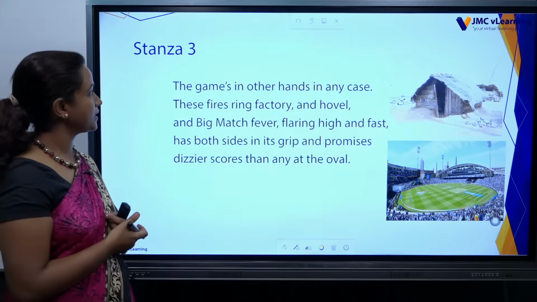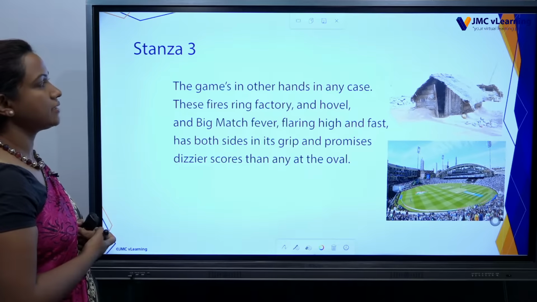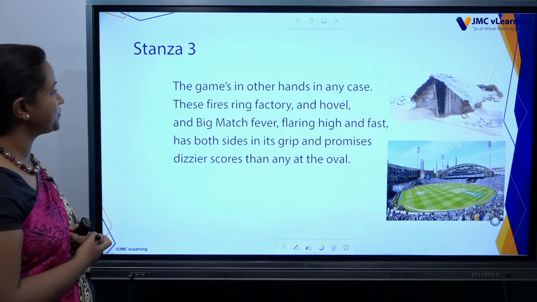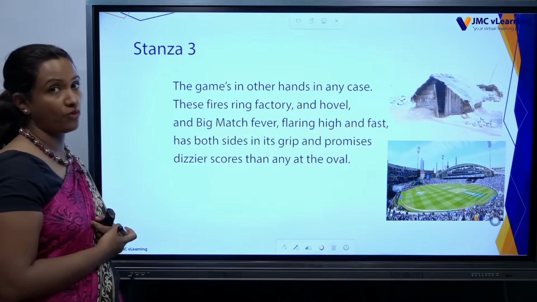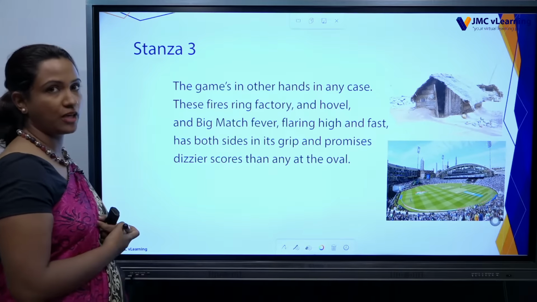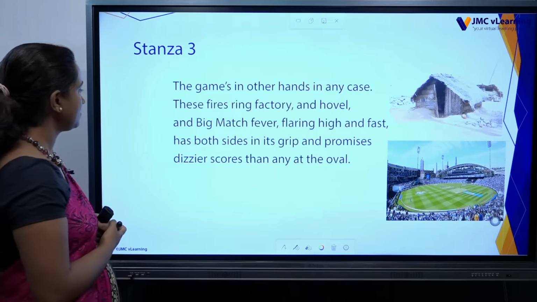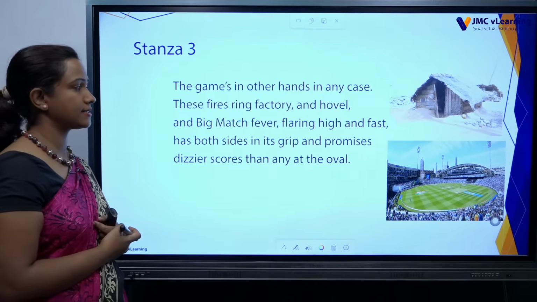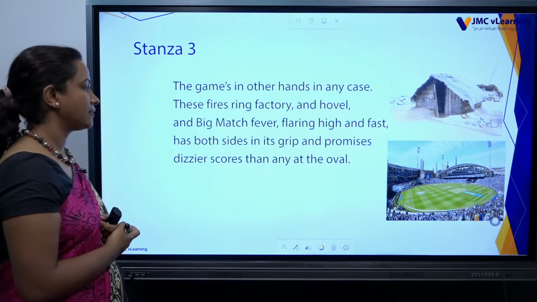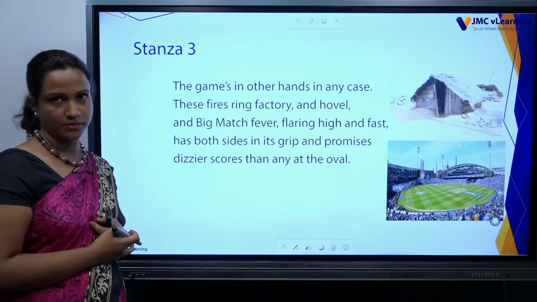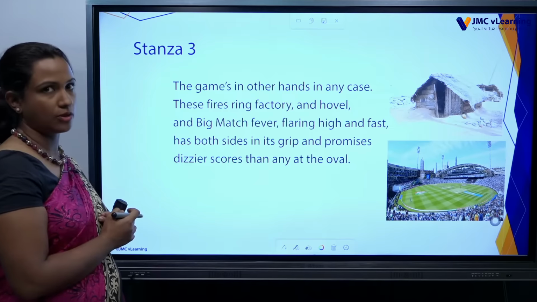Stanza 3. So let me read this stanza. The games in other hands in any case, these fires ring factory and hovel, and big match fever, flaring high and fast, has both sides in its grip and promises dizzier scores than any at the oval. So this stanza has a lot of meanings, so please take down all the meanings.